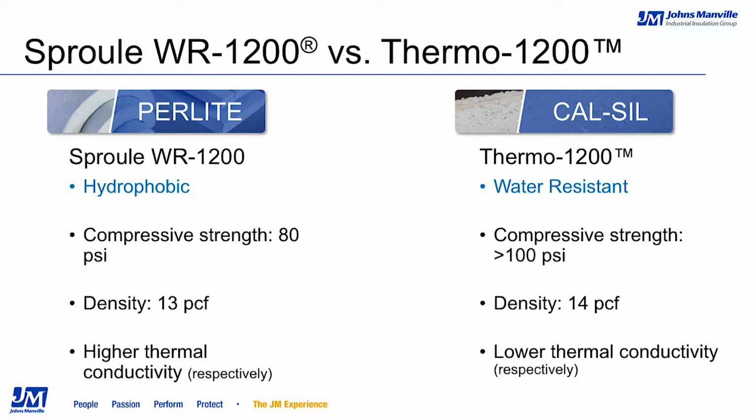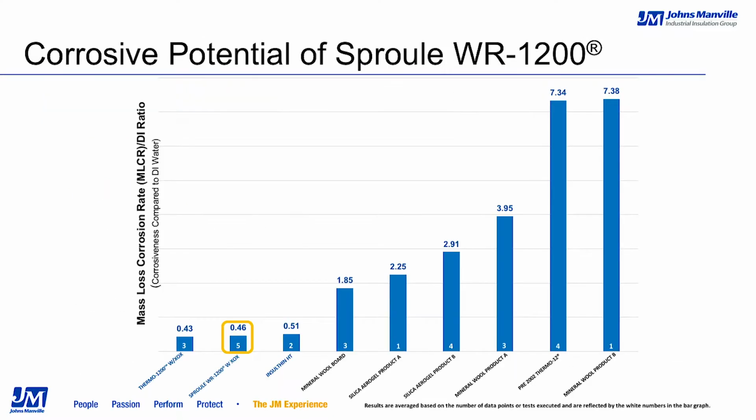One final note is that the Sprule is completely hydrophobic, where the Thermo 1200 is only water resistant, meaning it can only shed bulk water. Once again, looking at our mass corrosion rate graph with regards to the Sprule Pearlite, Sprule is an excellent product when considering corrosion. You'll notice that it is only about half the mass loss corrosion rate of DI water at about 46%, making it pretty comparable to our Thermo 1200.